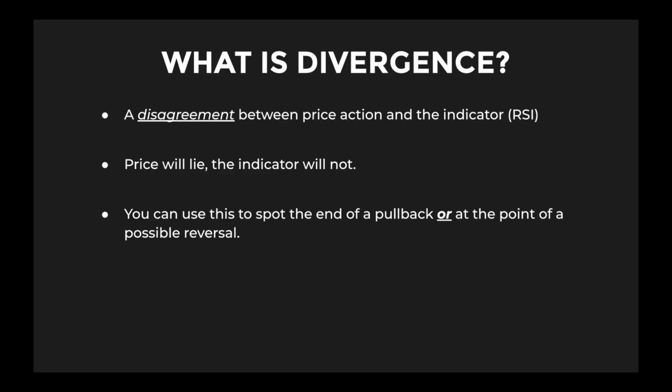Another important factor is that you can use divergence not only to spot the end of a pullback before it continues an overall trend, but also to spot a possible reversal area. Divergence at its ground level is telling us that the market is changing. And it's important to use the word changing, because you're going to be seeing divergence more often after this course than ever before.